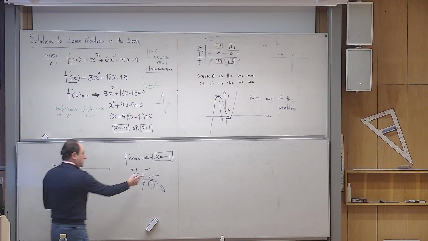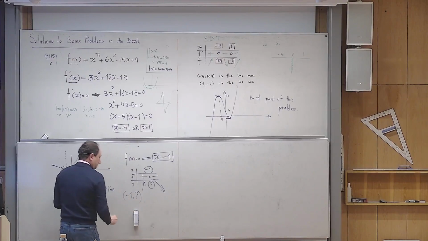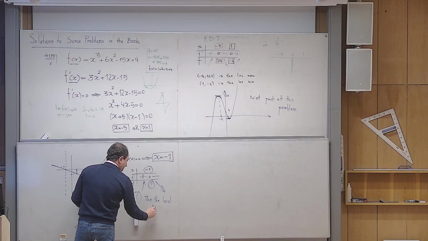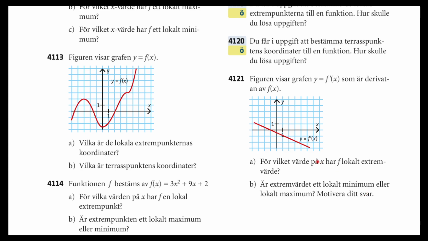So this point, -1 and the question mark, is the local maximum. And this is why, if you refer back to the question, they have asked only for the x value, because there is no way for us to answer the question mark. By the way, the reason is that there is no one function whose derivative is this graph. There are infinitely many functions whose derivative is this graph.